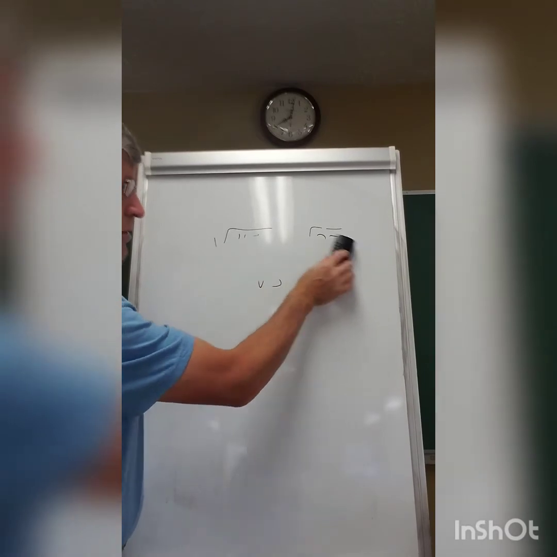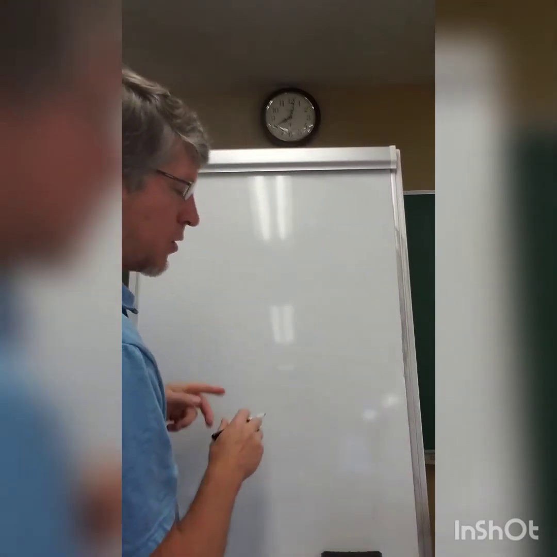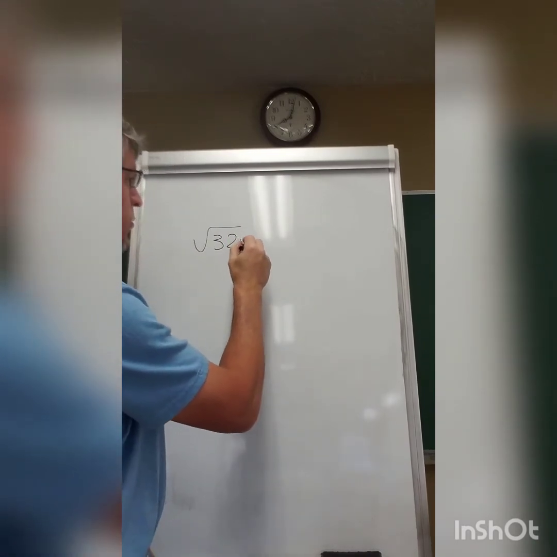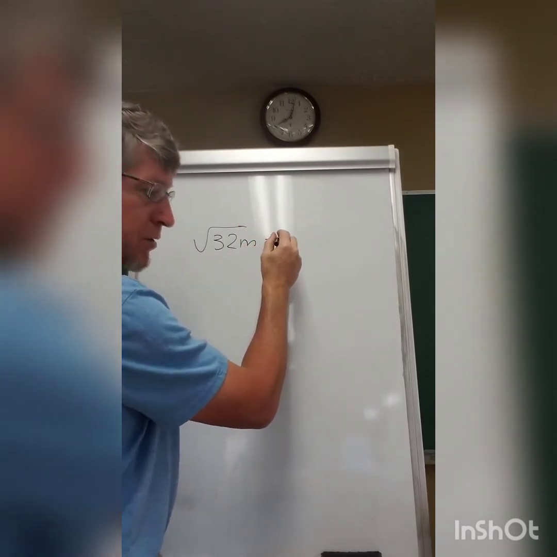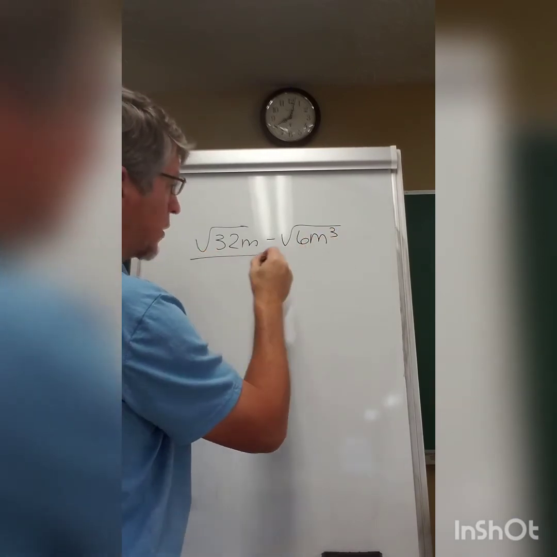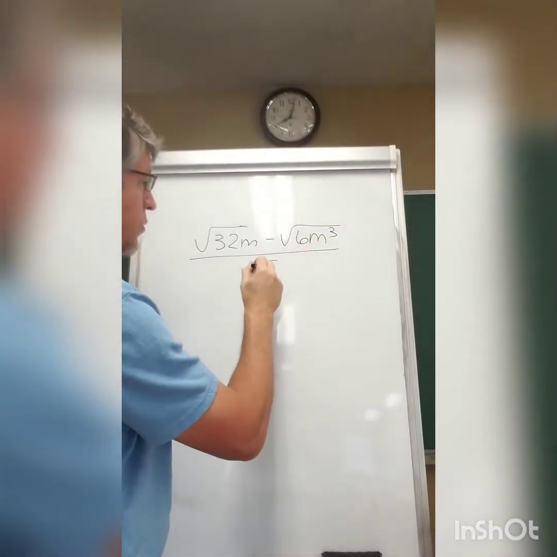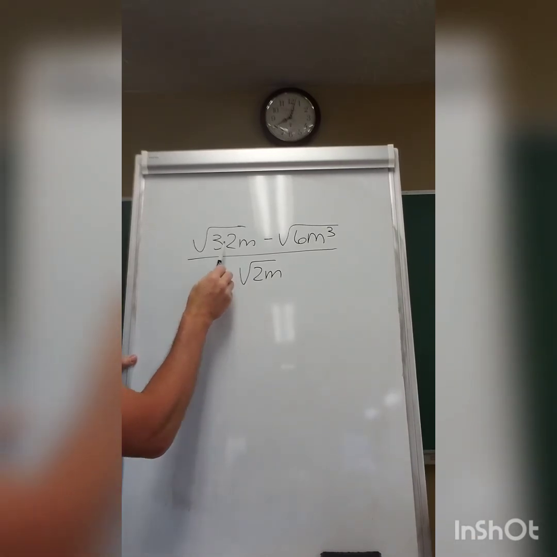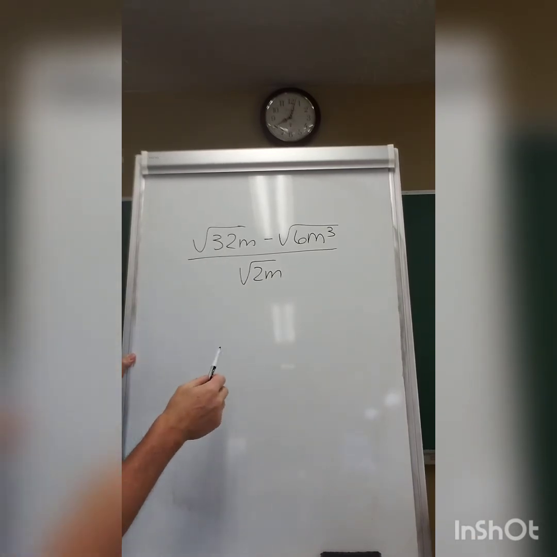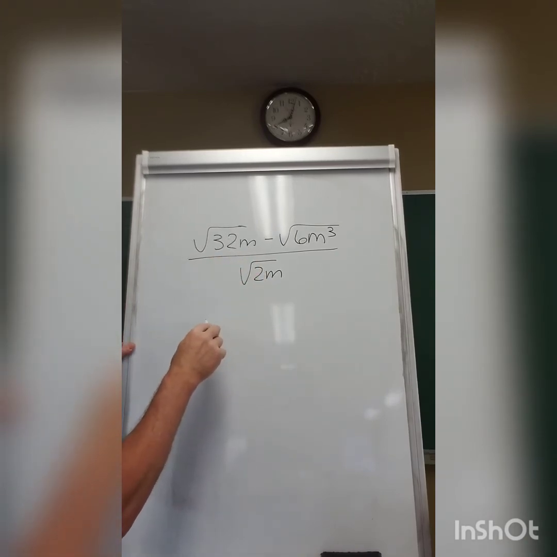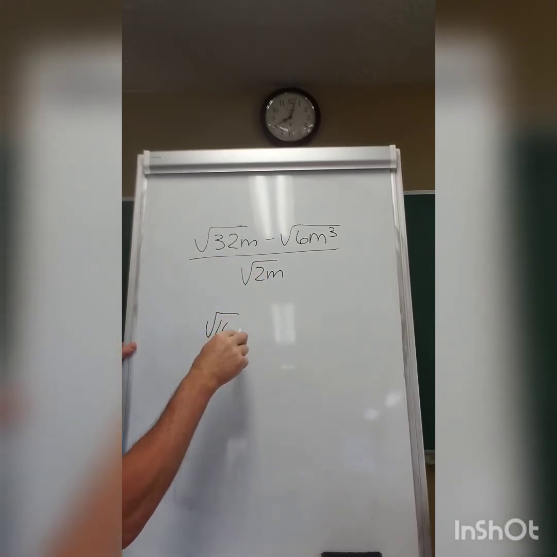Example number 6. You have square root of 32m minus 6, square root of 6m cubed, and over square root of 2m. Sometimes they use variables. So again, there are numerous ways to do this, but again, let's look at division. 2 goes into 32 16 times, and m goes into m 1 time, so that eliminates. So all we have over here is square root of 16.